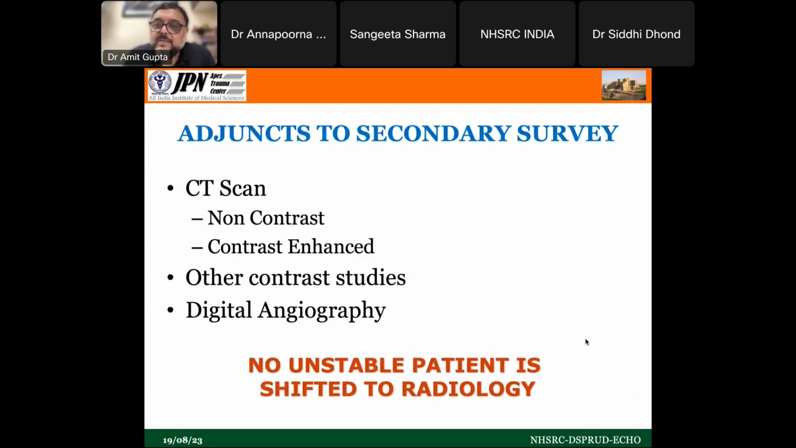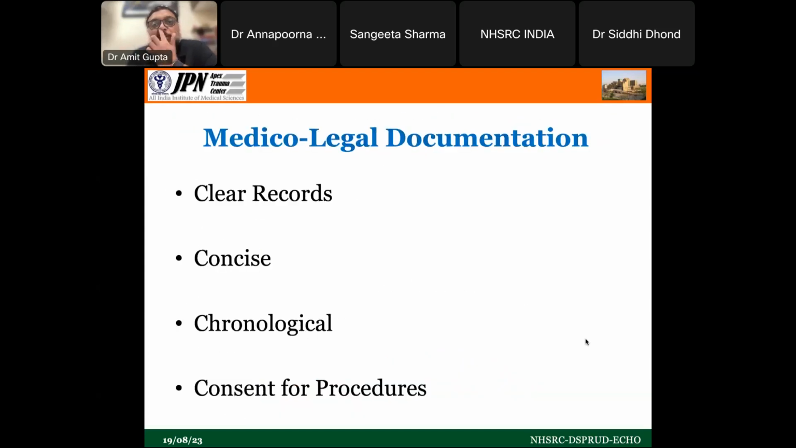Finally, if your patient is stable enough, you can send them for a CT scan. Generally, it is a contrast-enhanced CT scan of the torso. For the head and cervical spine, it is a non-contrast CT scan. For anything below that, thorax and abdomen, value cannot be obtained with non-contrast CTs of the chest or abdomen. Therefore, only contrast-enhanced CTs should be done for chest and abdomen for finding out various other problems. Again, if the patient is unstable, he should not be shifted to radiology.